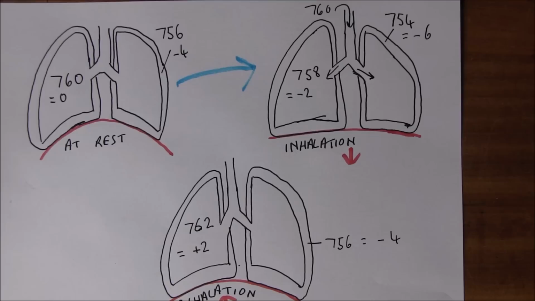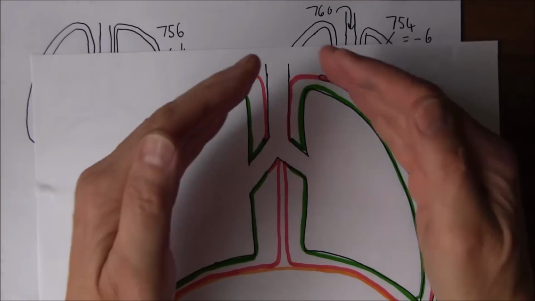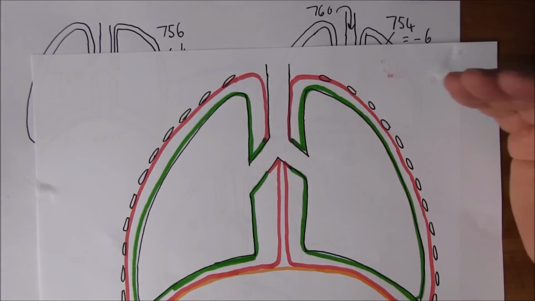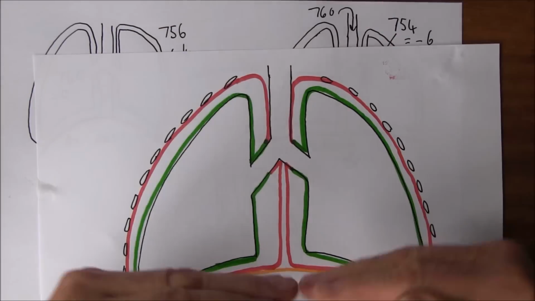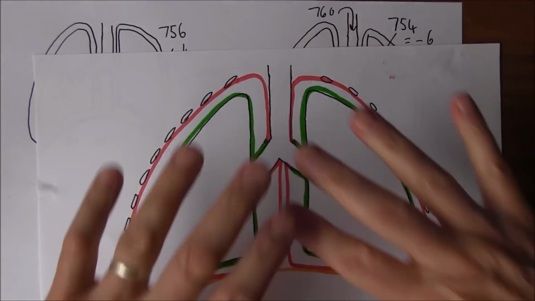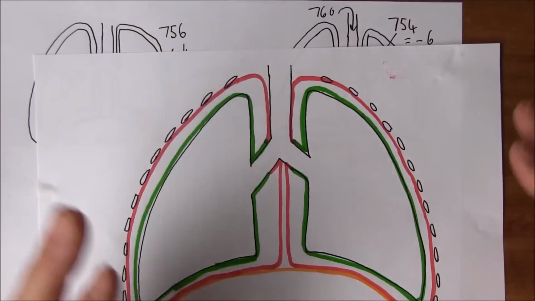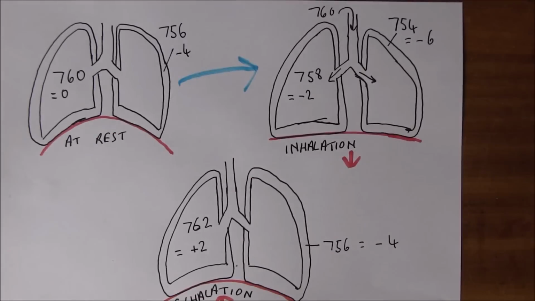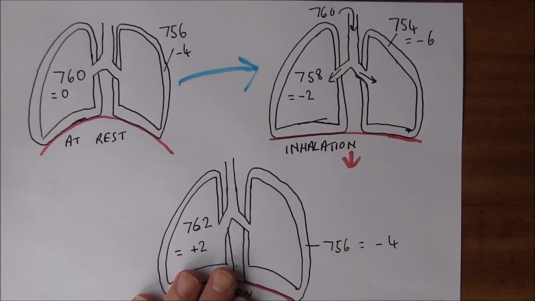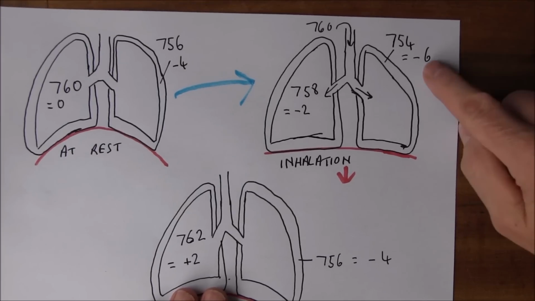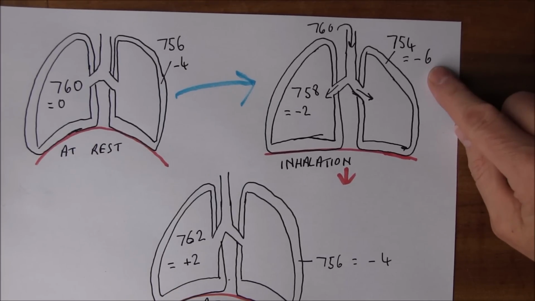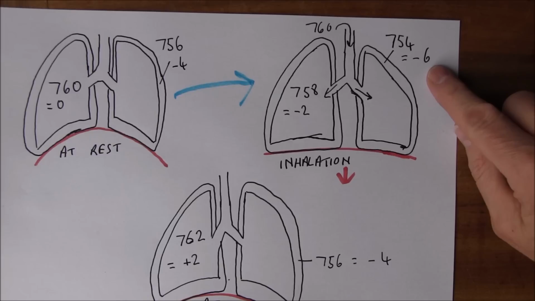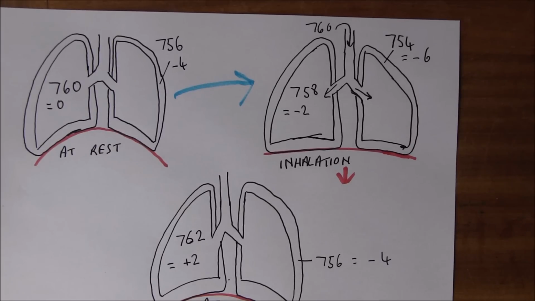And because at this point the ribs are moving up and out and the diaphragm's moving down, that's pulling on the parietal pleural membrane in all directions, because of course there's no gap here. This is all directions. So what actually happens during inspiration is the intrapleural pressure goes to -6 millimeters of mercury. There's a greater negative pressure there. So that happens during inhalation.